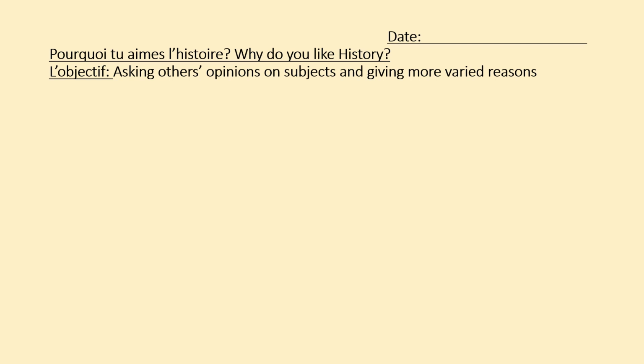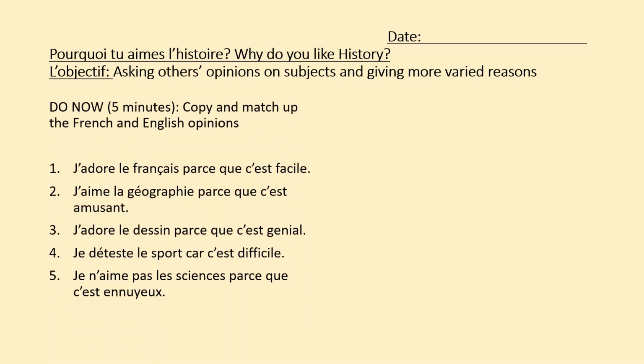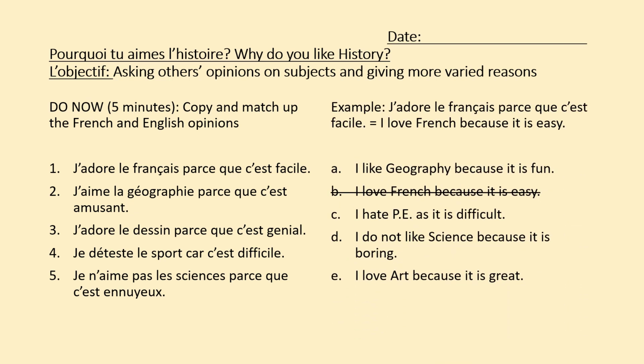Très bien. And now for your do now activity. I would like you to copy and match up the French and the English opinions. So for example, j'adore le français parce que c'est facile is I love French because it is easy. So one goes with B, and so I've crossed through B. All I want you to do is write down the French with the accurate English next to it. So pause to do that now.